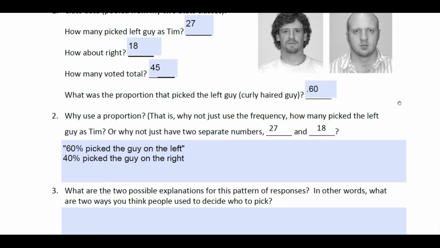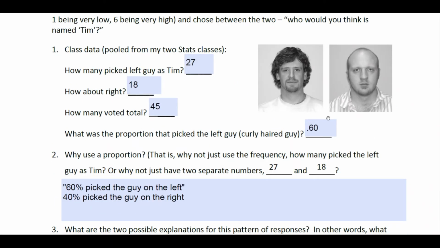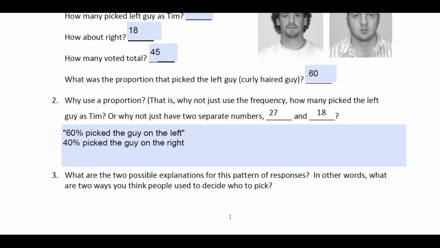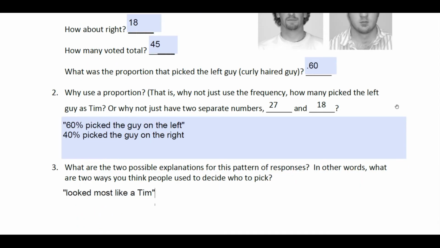Usually this is like a nice little class discussion. So I would ask, how did you pick which guy is Tim? And I often get people who say, I picked the guy who looked most like a Tim. Now, most like a Tim according to who? According to you. So that's one way that people decide: they look at these and think about what they think a Tim looks like. You may think about any Tims that you know and think, which one of these looks more like what I expect a Tim to look like?